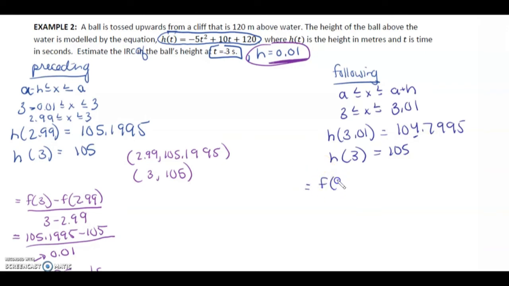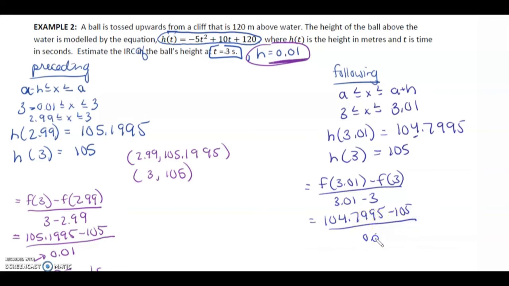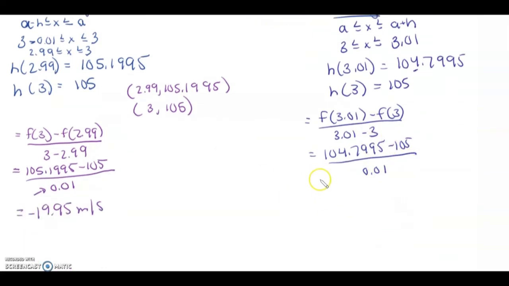So let's do f at 3.01 minus f at 3, and that's going to be over 3.01 minus 3. So I get 104.7995 minus 105 over 0.01. And I get negative 0.2005 over 0.01. I get negative 20.05. And then again, that's meters per second.